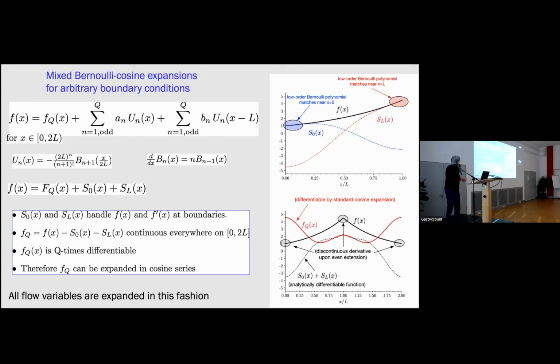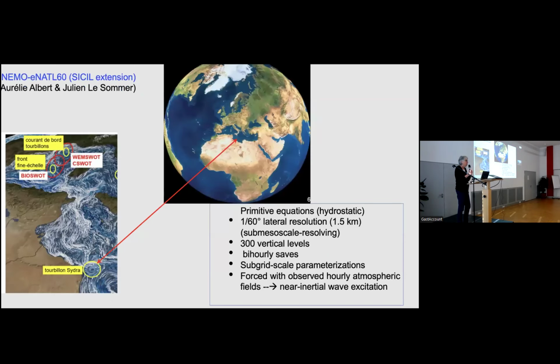And so the reason that f sub q can be expanded in cosine series is that if you take your full function and subtract these Bernoulli polynomial extensions, you end up with something with 0 derivatives and 0 values of the function at both ends. Okay. So we expand all of our variables in this fashion. So that's pretty much all I'm going to say about the method. If you're interested, we have the JAMES paper, which details it in great detail.